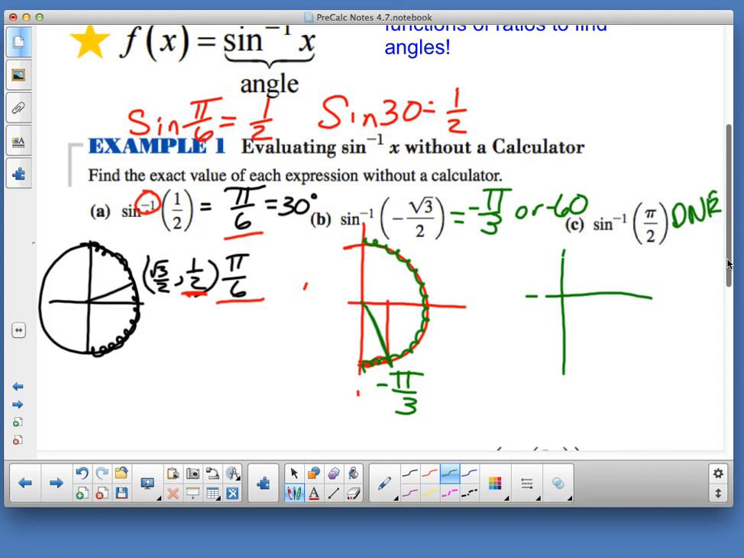Okay? Because remember, our domain is between 1 and negative 1. Okay? And that one's outside of it. Now, it's not outside the domain of regular sine. This is the inverse sine. And the largest value you can put in is 1. The smallest value you can put in is negative 1. As soon as it gets outside the domain, it no longer works. That's why we go DNE.